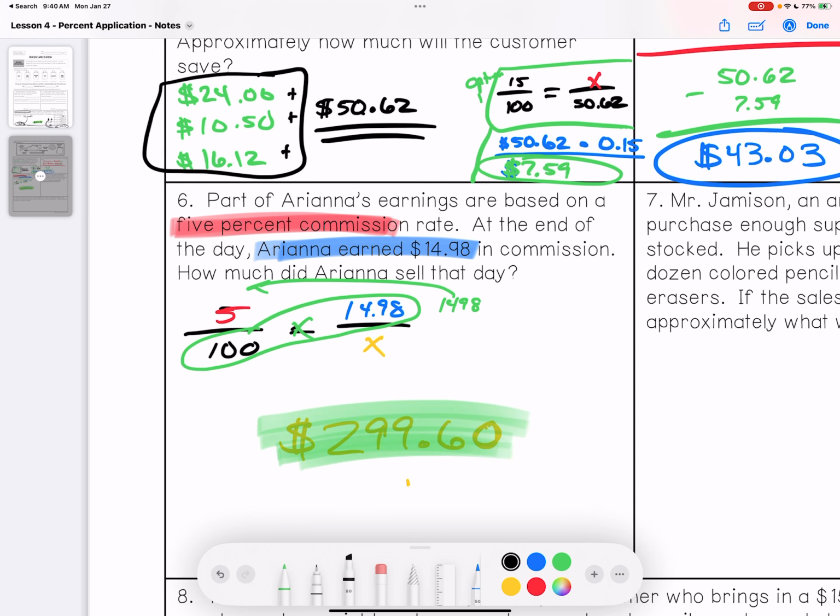Because your calculator would just have given you what I'm writing in black. This is what your calculators gave you. Okay, notice they're leaving out the 0 there. You need to put it because we're talking about money.